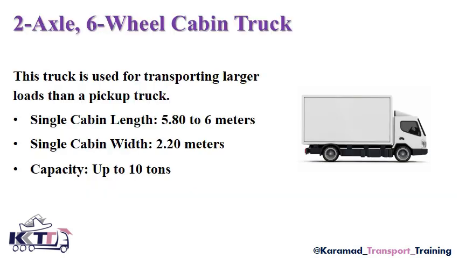In this section, we'll get to know the two-axle six-wheel cabin truck. These trucks are used for transporting goods with a tonnage greater than what can be loaded by a pickup truck. If you recall, we mentioned that the maximum loading capacity for a pickup truck is up to 3 tons. However, for two-axle six-wheel cabin trucks, we have a loading capacity of up to 10 tons. The length and width of these trucks are 5.8 to 6 meters and 2.20 meters, respectively.